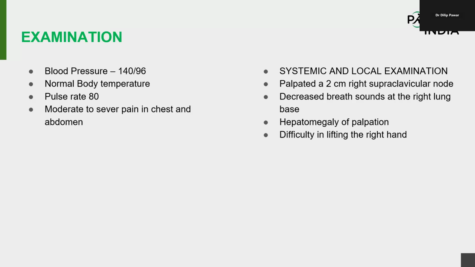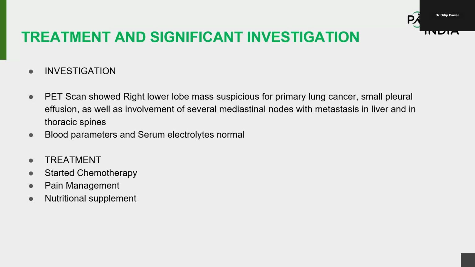Next. The PET scan showed a right lower lobe mass, which is suspicious of primary lung cancer, and there is a small pleural effusion, as well as involvement of several mediastinal lymph nodes, with metastasis in the liver and also in the thoracic spine. Which probably was the reason that he was finding difficulty.